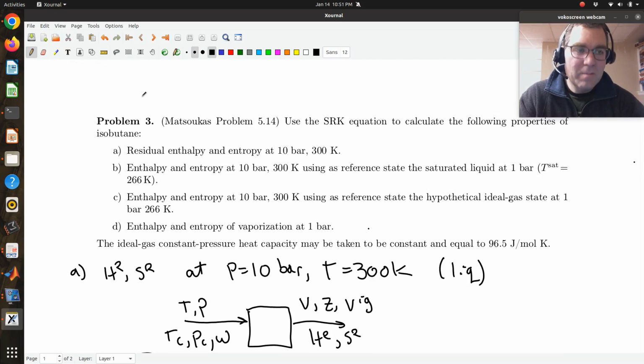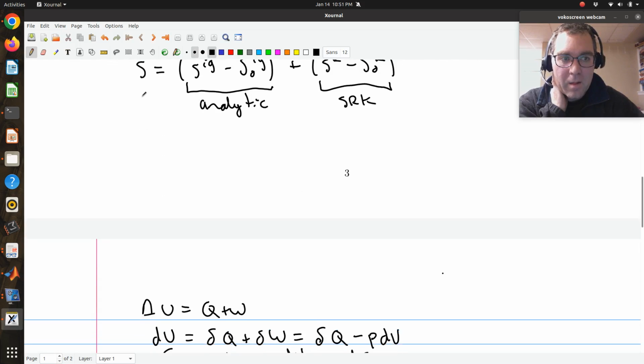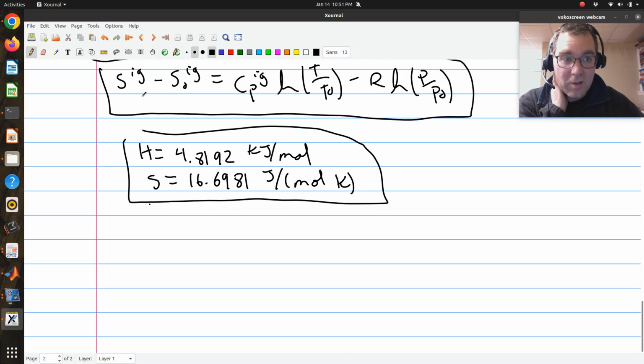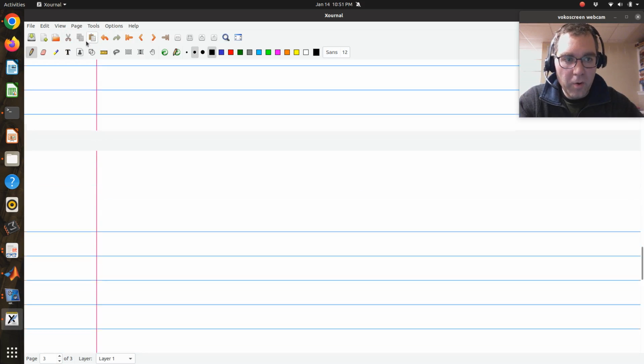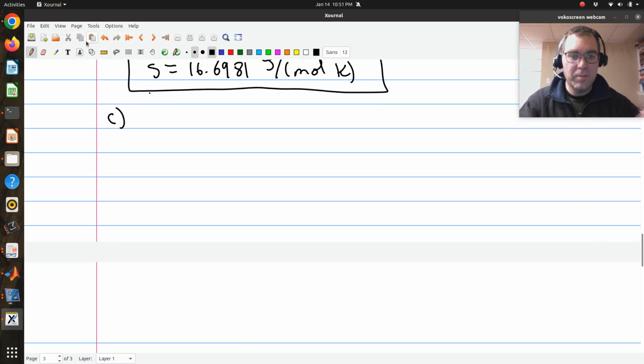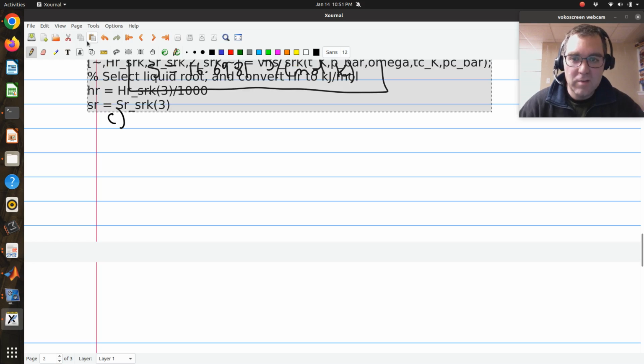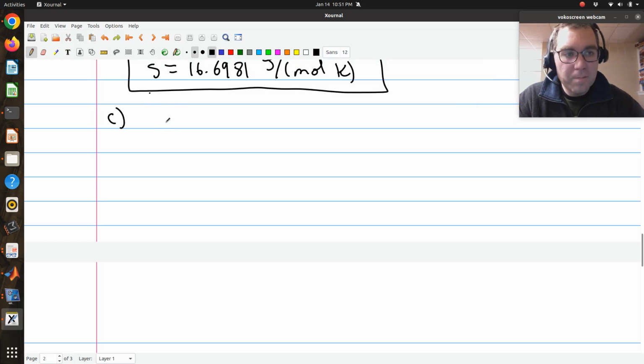And now C. Okay. So enthalpy and entropy at 10 bars, 300 Kelvin. But now we're going to use as a reference state a hypothetical ideal gas state at 1 bar and 266 Kelvin. All right, so state 0 still is at 1 bar and 266 Kelvin, but now we're defining our 0 to be an ideal gas at those conditions as compared to the actual value. Okay, so we got this. Now as I work out my equations for my reference state, I'm just going to go through the whole exercise again to set up the relevant equations, just to make sure it's clear where these things are coming from.